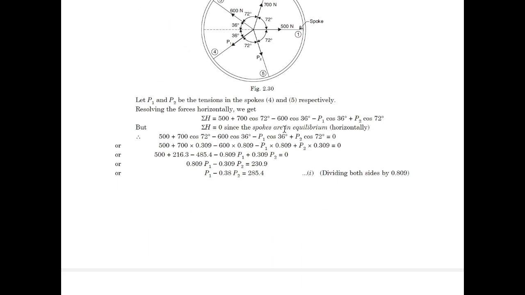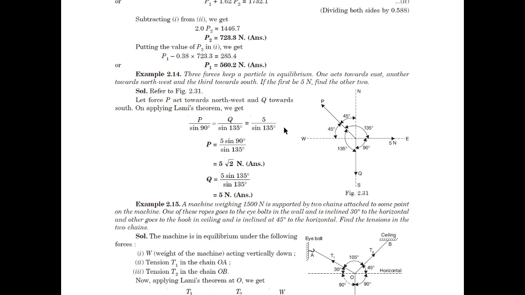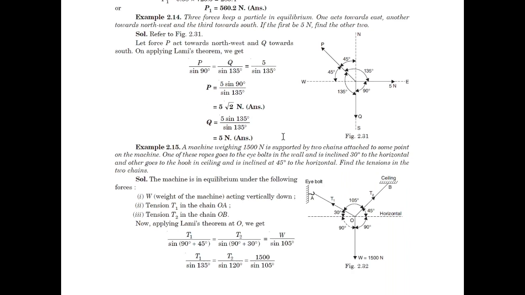So let's discuss problem number 2.14. In this problem statement, three forces keep a particle in equilibrium. One acts towards east, which is shown with 5 Newton force, another towards northwest, which is shown with the symbol P, and the third towards south, which is shown with the symbol Q in figure 2.31. If the first is 5 Newton, which is already shown in the figure, find the other two.